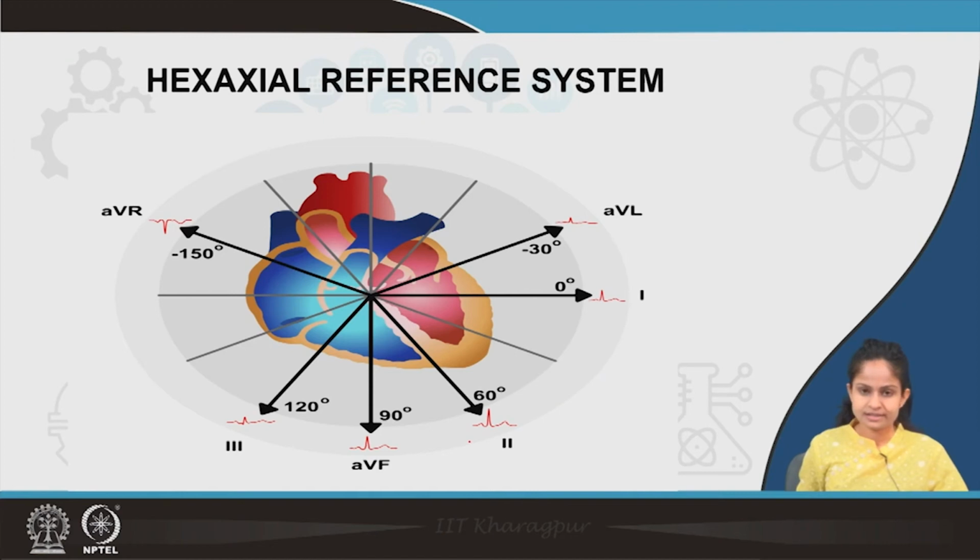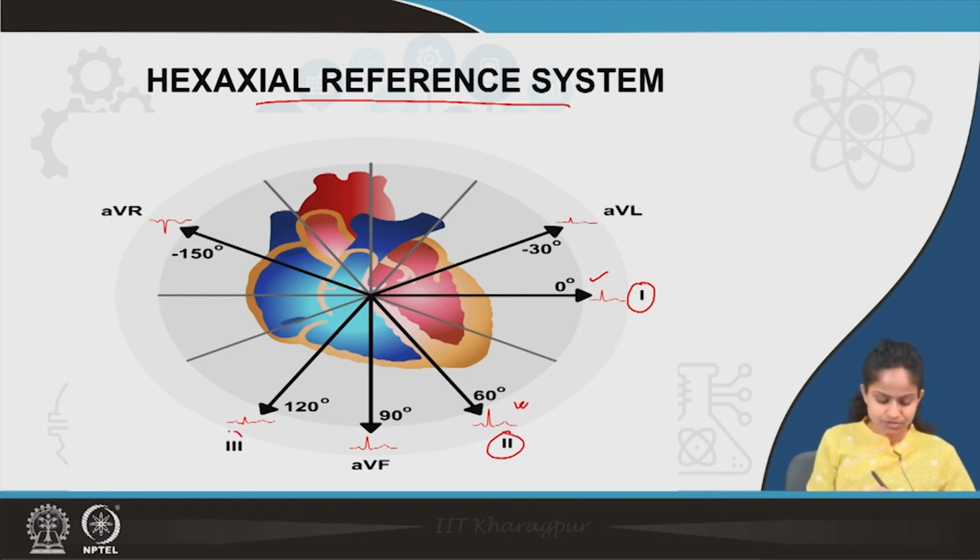So, these unipolar leads as well as the standard limb leads, the 6 leads, constitute the hexaxial reference system, which means they are located at a certain angle. We have already seen lead 1 to be at 0 degree, lead 2 at 60 degree, lead 3 at 120 degree. These are the standard limb leads angle orientation.